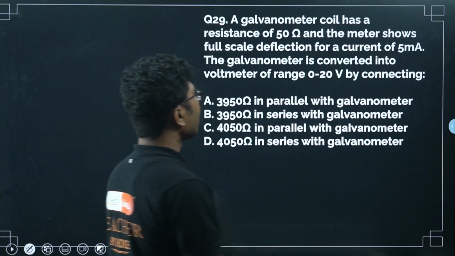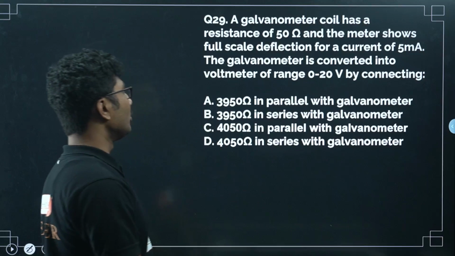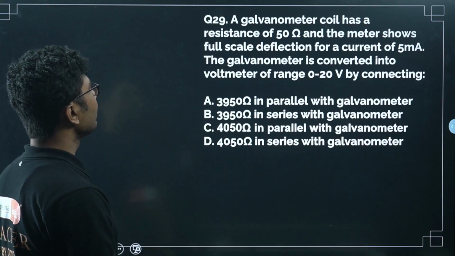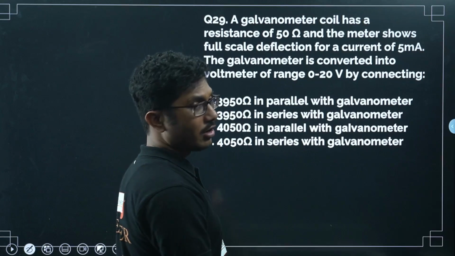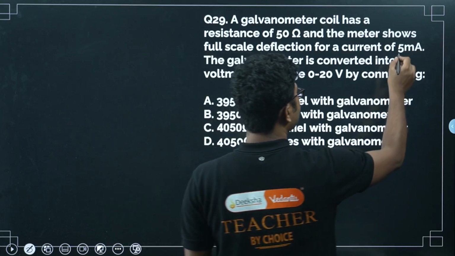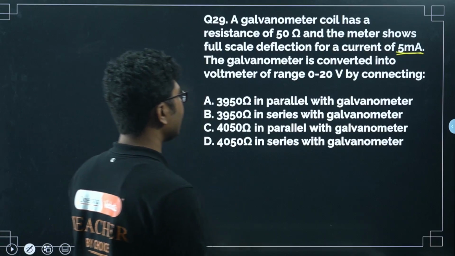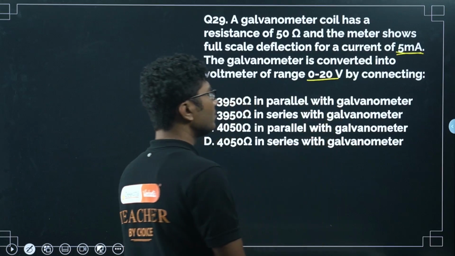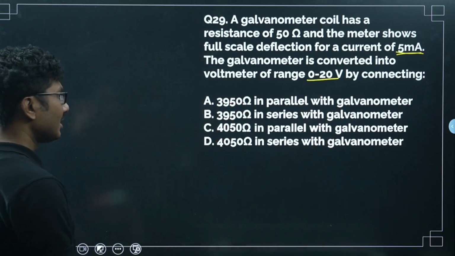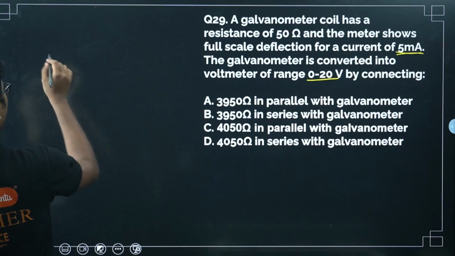Now, a galvanometer coil has resistance 50 ohm and the meter shows full scale deflection for a current of 5 milliampere. So Ig is given 5 milliampere. The galvanometer is converted into a voltmeter of the range 0 to 20 volt. How much should be the resistance in series, right?